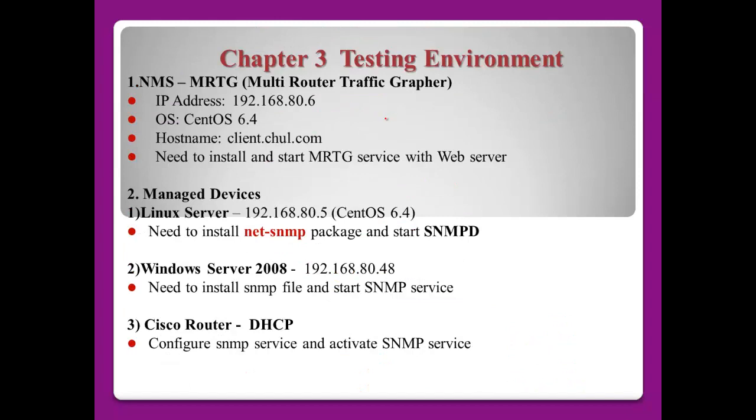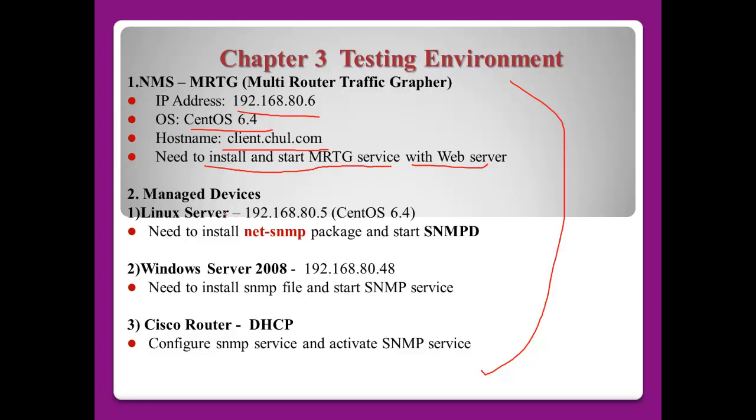Chapter 3, Testing Environment. In this video, I already set up this kind of testing environment. First one, NMS. This one will include MRTG and the IP address 80.6, and this one is CentOS 6.4 and the hostname clientshell.com. And normally to implement MRTG, we need to install and start the MRTG service with a web server.